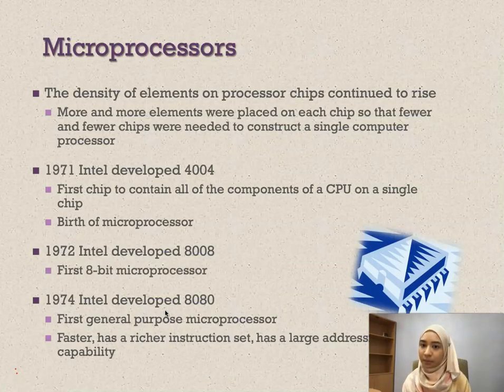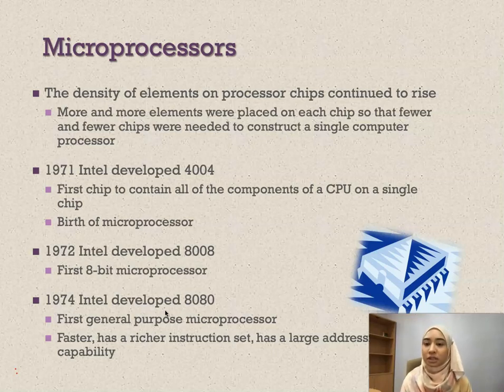So moving on, that was memory. If our memory was rapidly evolving, we also needed to match it up with our processor, right? Just as the density of elements on the memory chips has continued to rise, we were fitting more components on a single chip. The density of elements on processor chips also needed to rise. As time went on, more and more elements were placed on a single chip so that fewer chips were needed to construct a single computer processor. You didn't need as many chips as before because one chip already had a lot of components.